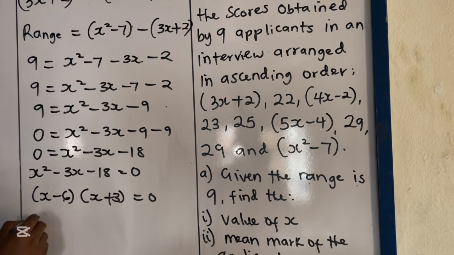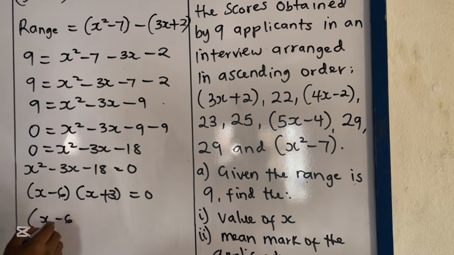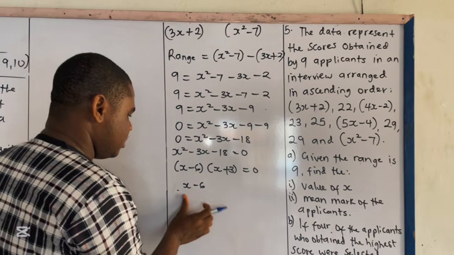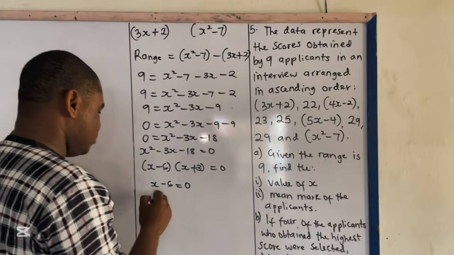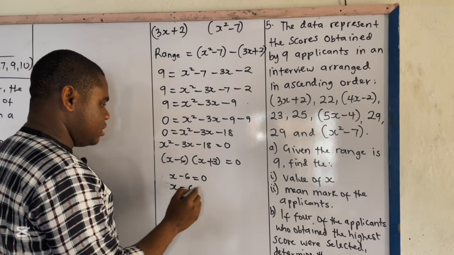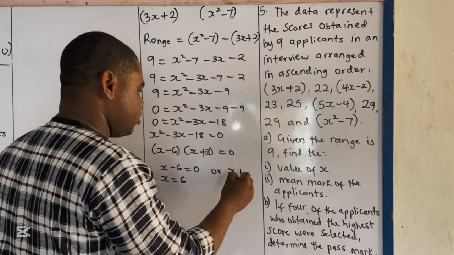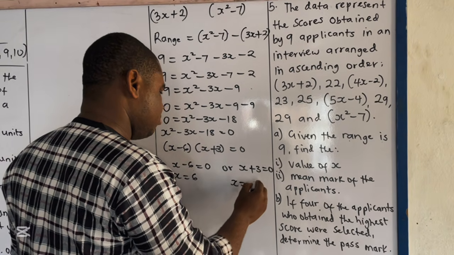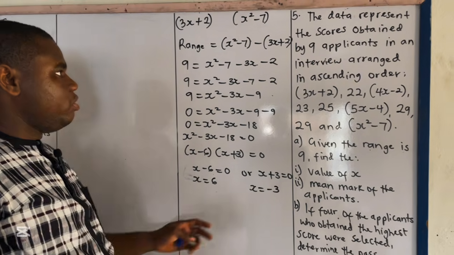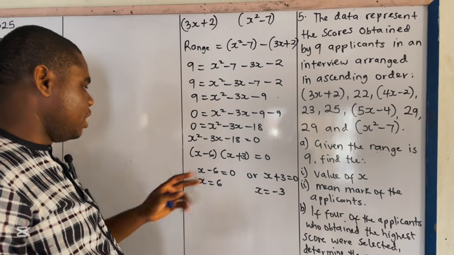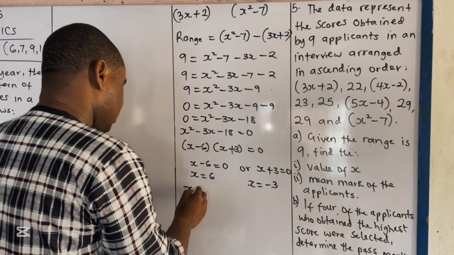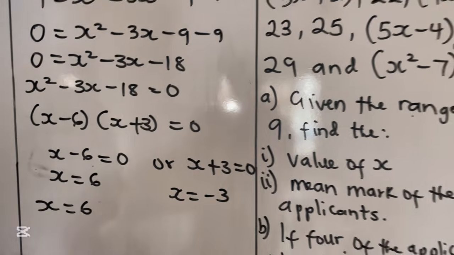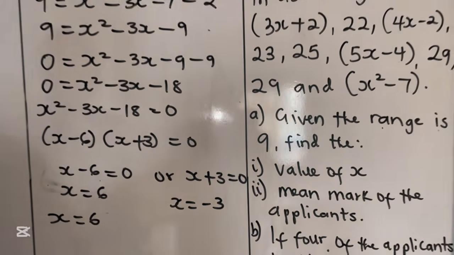So x minus 6 is equal to 0, so x is equal to 6, or x plus 3 equals 0, so x is equal to minus 3. We won't use a negative score, so we pick x equal to 6. Alright, so the value of x is equal to 6.